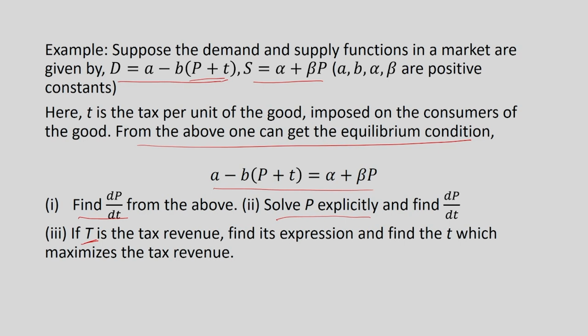Now, how does the government fix the small t? Remember, the government has control over small t, that is the only thing that the government can do. So, the natural question arises: if the government wants to maximize capital T, which is the tax revenue, then at what value of small t is capital T maximized? The government will like to impose that rate of tax that will generate the maximum tax revenue.